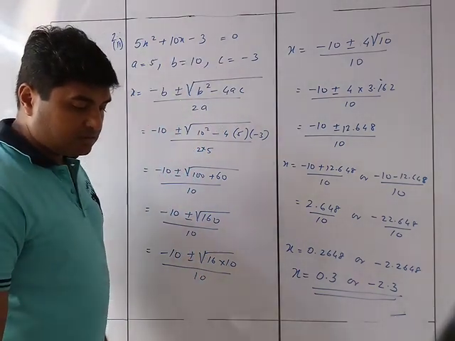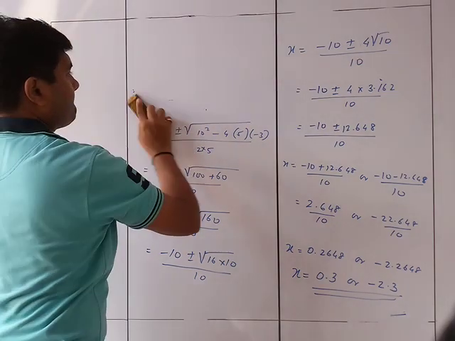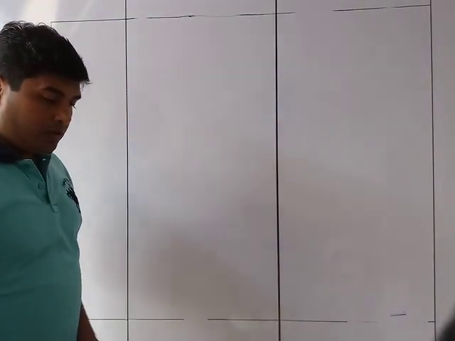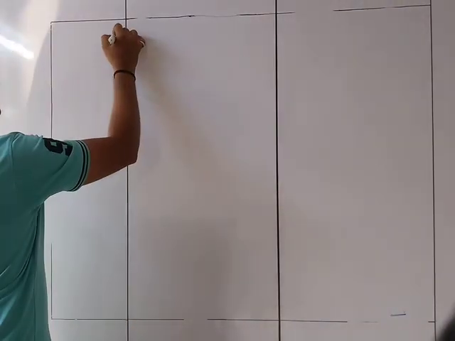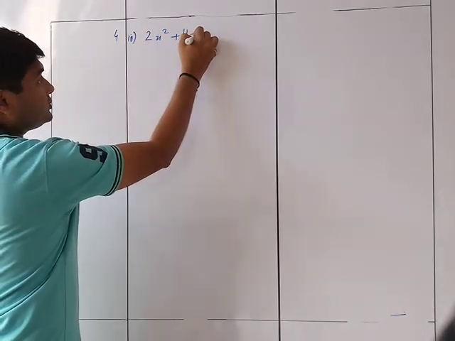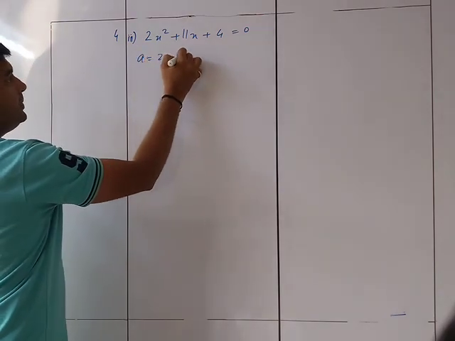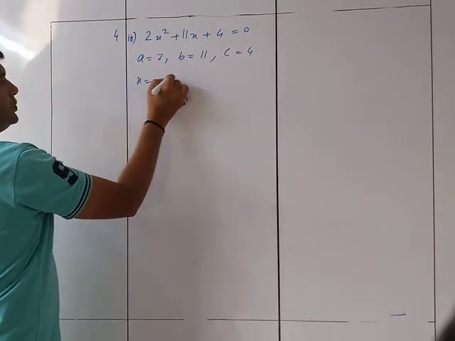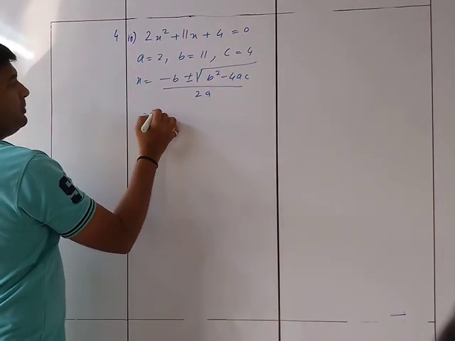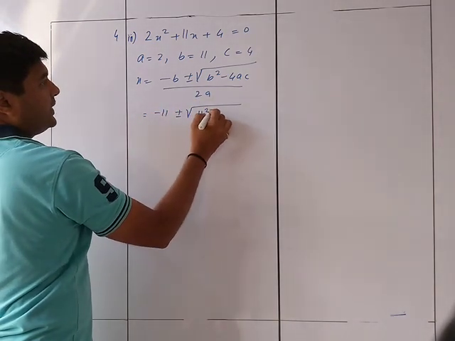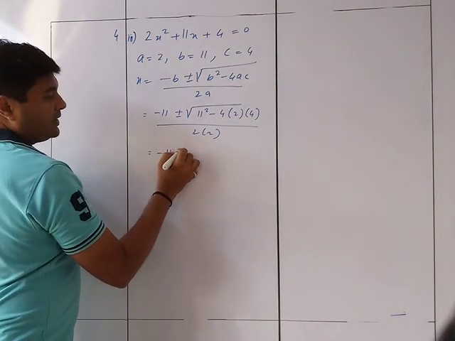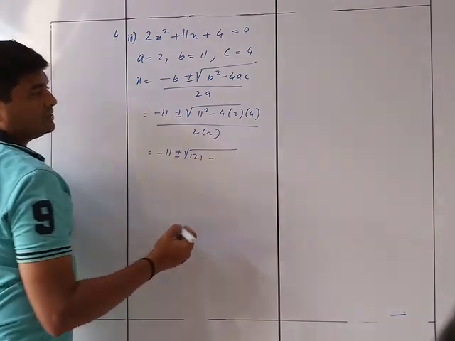Now let's take another sum. We'll take the fourth, the third sum. That is 2x square plus 11x plus 4 is equal to 0. A is equal to 2, B is equal to 11, and C is equal to 4. x is equal to minus B plus or minus root of B square minus 4AC upon 2A. That gives me minus 11 plus or minus root of 11 square minus 4 into 2 into 4 upon 2 into 2. That's minus 11 plus or minus root of 121 minus 32 upon 4.